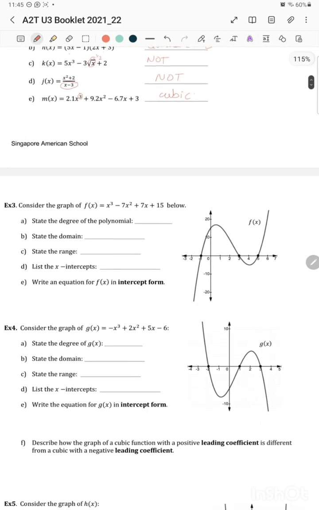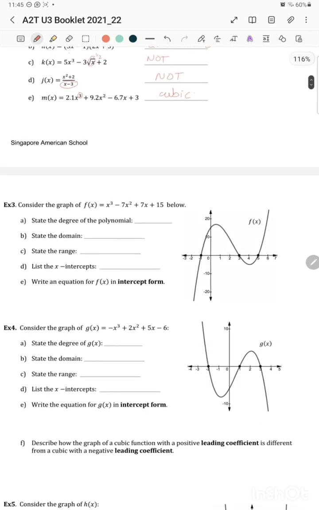Consider the graph f of x below. State the degree of the polynomial. Degree of the polynomial is 1, 2, 3. Domain -infinity to +infinity. Range is -infinity to +infinity. X-intercepts are 3. Sorry, what are the x-intercepts? -1, 3 and 5. -1, 3 and 5.